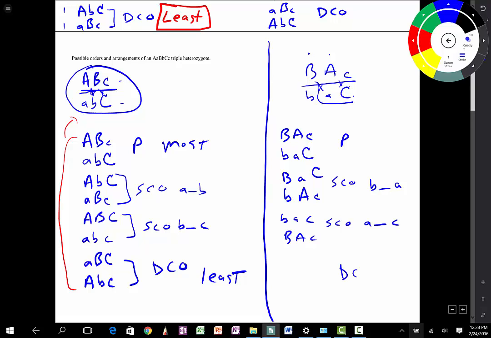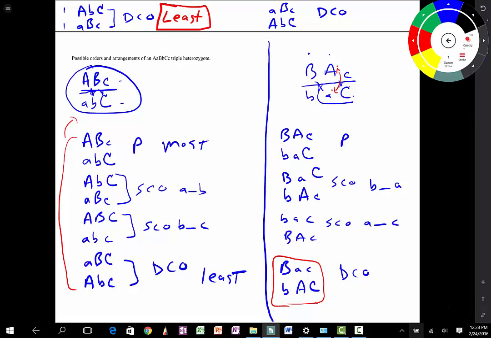And then for our double crossovers, the A in the middle is going to flip sides. So now we'll have big B, little a, little c, and little b, big A, big C. So here you can see that whereas up here we've got big A on top, little a on the bottom, if we just flip those, it'll look like these guys. So that's where these parentals and double crossovers come from, and these will be the most, and these will be the least.